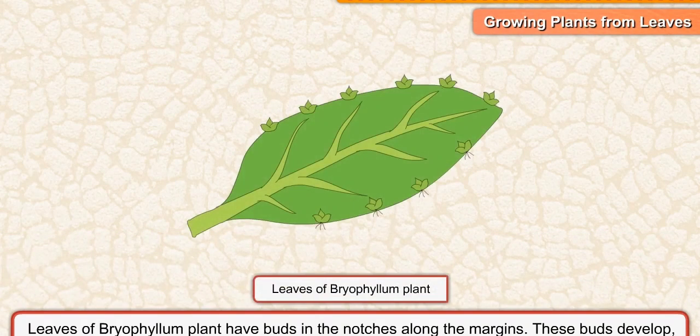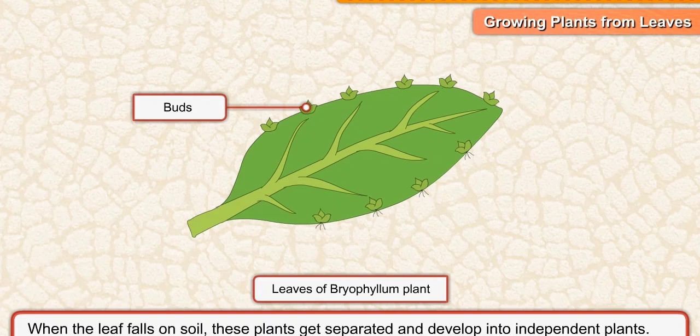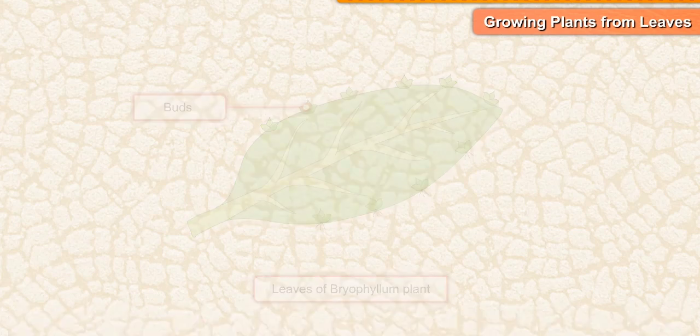Growing plants from leaves. Leaves of Bryophyllum plant have buds in the notches along the margins. These buds develop into new plantlets. When the leaf falls on soil, these plants get separated and develop into independent plants.